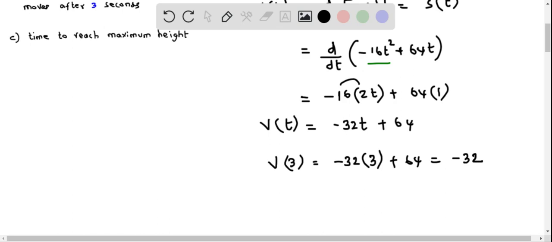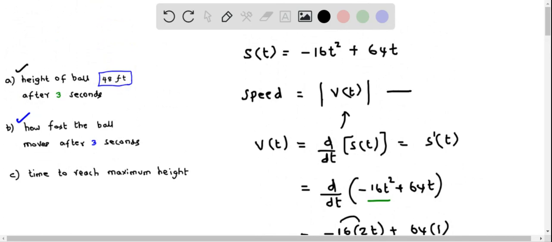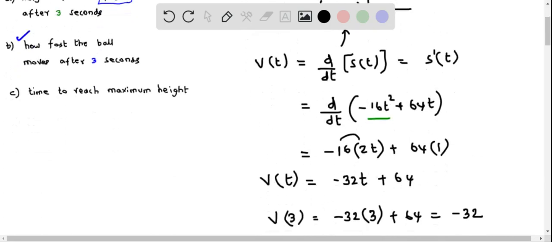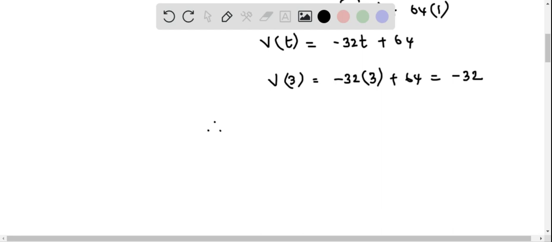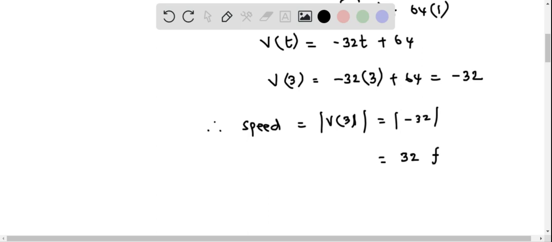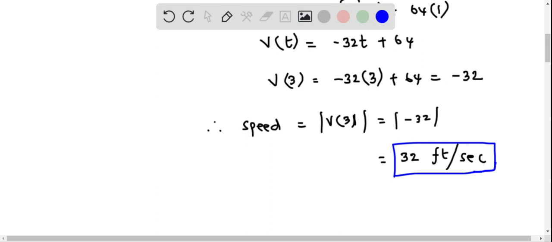Now let's determine the speed. So according to this equation, the speed is the absolute value of the velocity function. So therefore, we say that speed equals the absolute value of the velocity. So we take the absolute value of negative 32, and this equals positive 32. And we also put the unit of speed, which is the distance over time. So here distance is measured in feet and time is measured in seconds. So therefore positive 32 feet per second is the speed of the ball after 3 seconds.